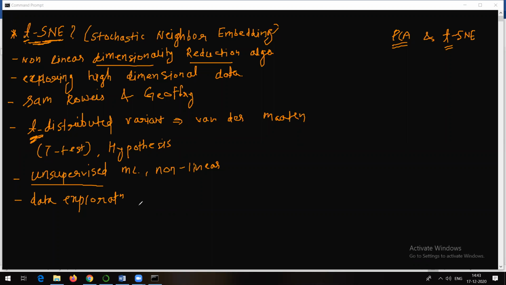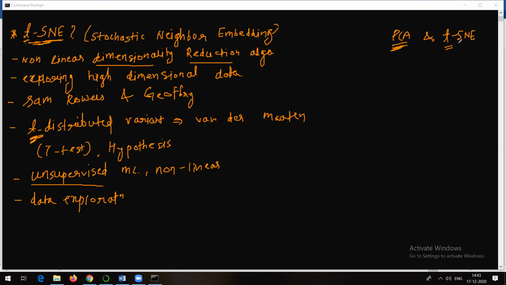As humans we can see or understand up to three dimensions. But if the data is in multi-dimensional or high-dimensional space, obviously it will be very difficult to understand. That's where techniques like t-SNE come into the picture. So it gives you a feel or intuition of how your data is arranged in high-dimensional space. So t-distributed stochastic neighbor embedding is a non-linear dimensionality reduction algorithm used for exploring high-dimensional data. It is also an unsupervised non-linear dimensionality reduction and data visualization technique. Many people call it a data visualization technique.